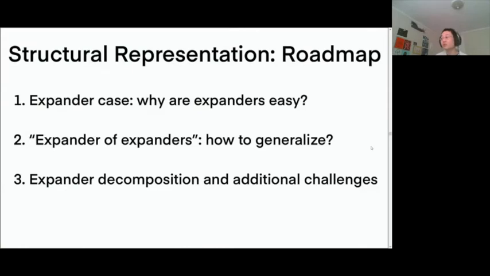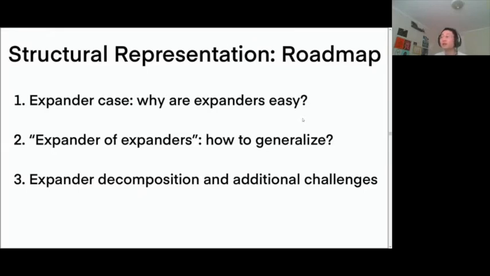For the rest of the talk, we'll first give a quick roadmap on what's to come. The first thing we'll do is consider, suppose the input graph G is an expander, and see how we compute a skeleton graph for an expander. And along the way, we'll answer the question, why are expanders easy? So why should we consider expanders first before generalizing to all graphs?